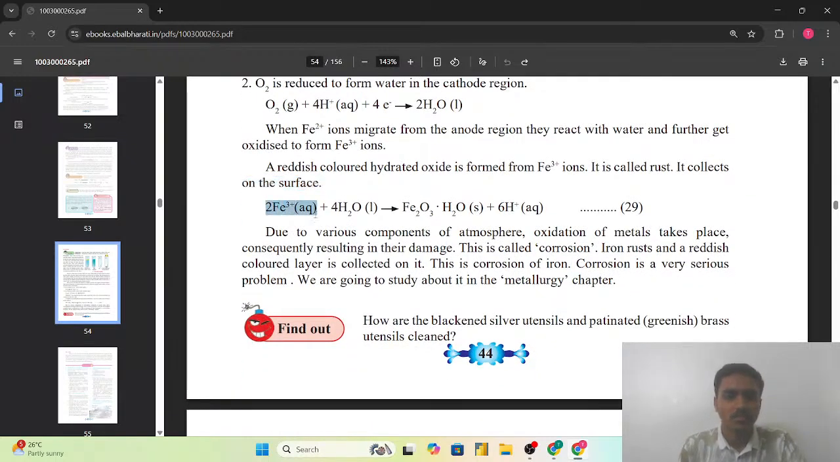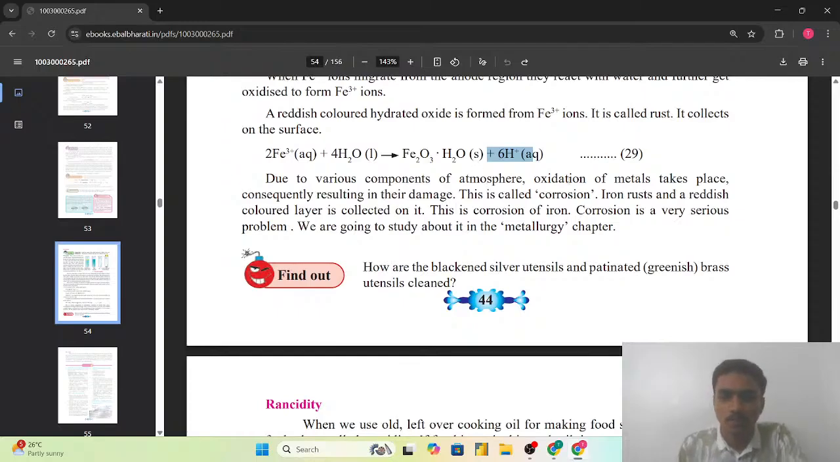So Fe3+, that is the ferric ion, when it reacts with four molecules of H2O water, leads to the formation of Fe2O3, that is the ferric oxide, and dot H2O. That is, this is one compound combining with the water molecule and giving off six hydrogen atoms. Due to various components of the atmosphere, oxidation of the metals takes place, consequently resulting in their damage.